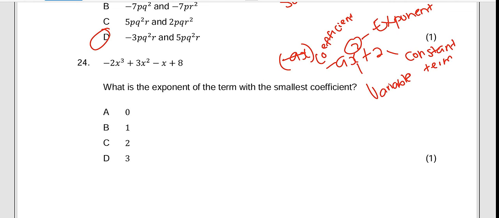So what is the exponent of the term with the smallest coefficient? For the smallest coefficient, we know that a negative number is the smallest number. What is the exponent? The exponent is 3. The answer is D.